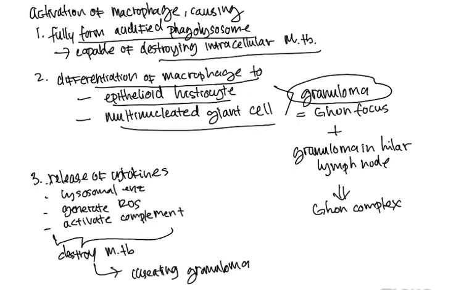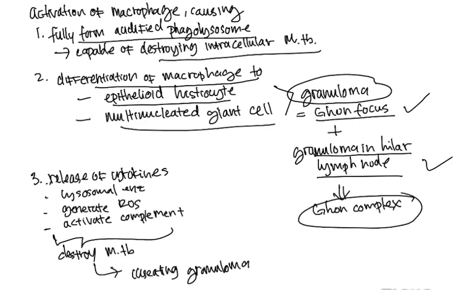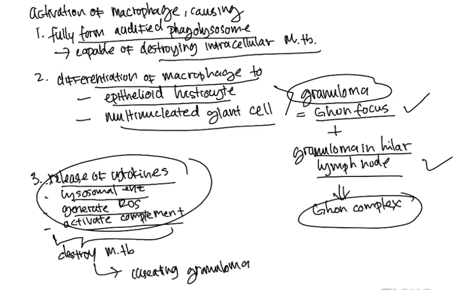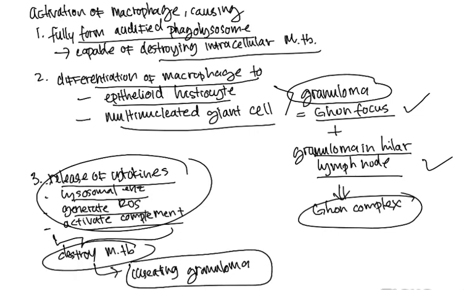And granuloma specifically in mycobacterium is called Ghon focus. And if you can find the granuloma in the hilar lymph node, together with the Ghon focus it is called Ghon complex. The activation of the macrophage also causes the release of cytokines and lysosomal enzymes, generates reactive oxygen species, and activates complement. Together, all of this can destroy the Mycobacterium tuberculosis, and it generates the caseating granuloma.